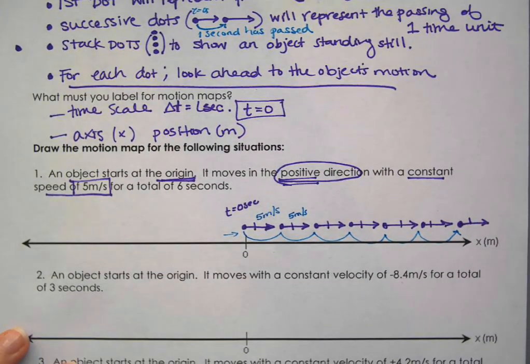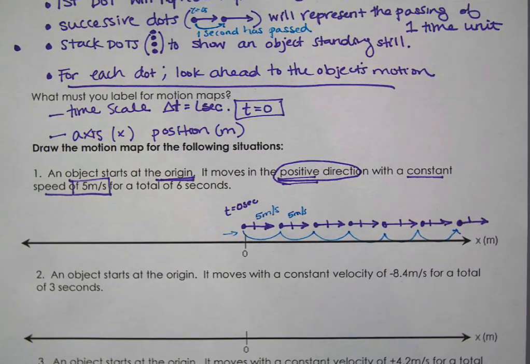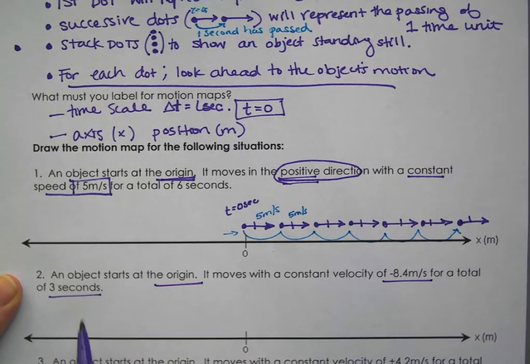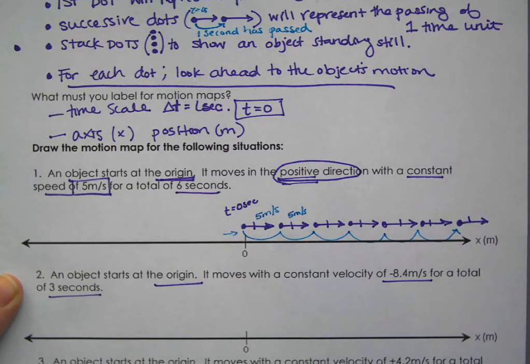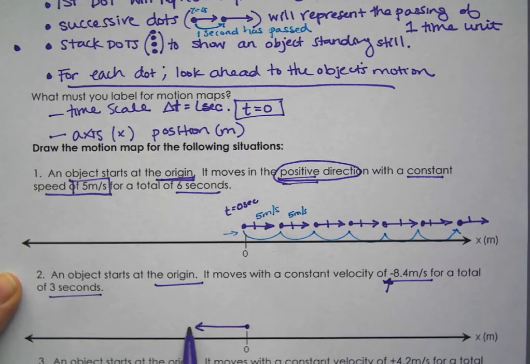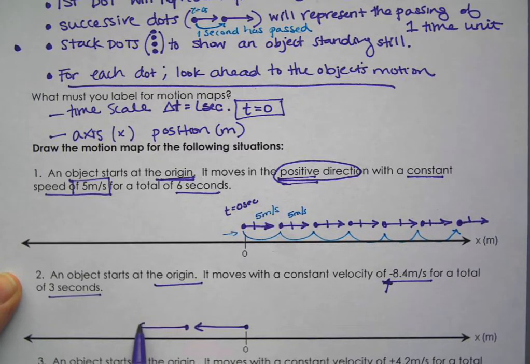An object starts at the origin. It moves with a constant velocity of negative 8.4 meters per second for a total of 3 seconds. I guess we did 6 before. So again, we're starting at the origin, but this time we're moving in the negative direction because the velocity is negative. So we're now drawing ours to the left. This arrow size is going to represent 8.4, and it's traveling for a total of 3 seconds.